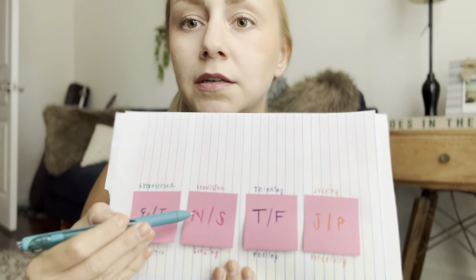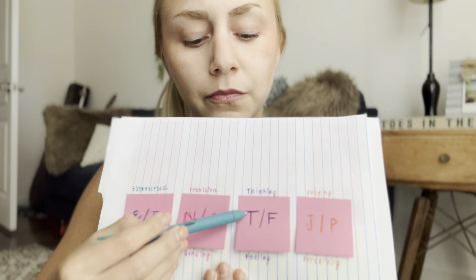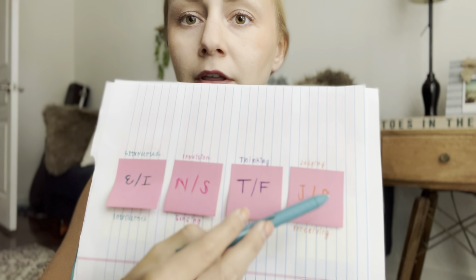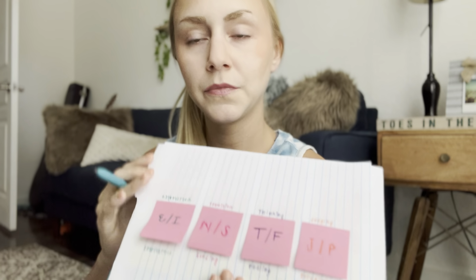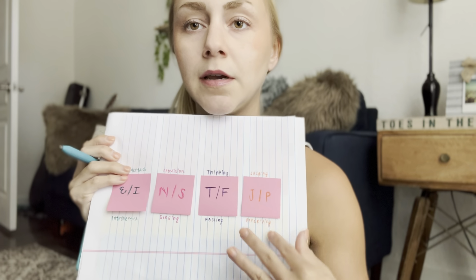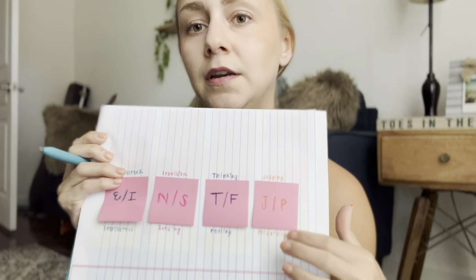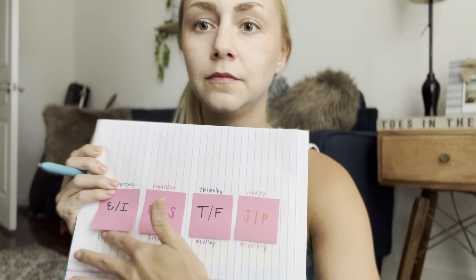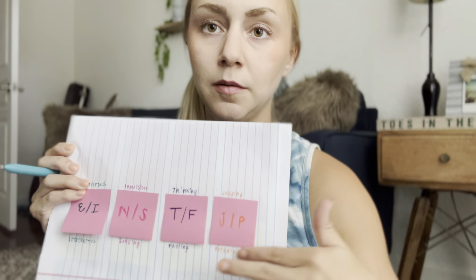Second letter was intuition versus sensing, N versus S. The third letter was thinking versus feeling, T versus F. And then the fourth and final letter was J versus P, judging versus perceiving. Okay, so take just a moment and consider which of these apply to you based on the previous video where I explained what all of these letters mean.